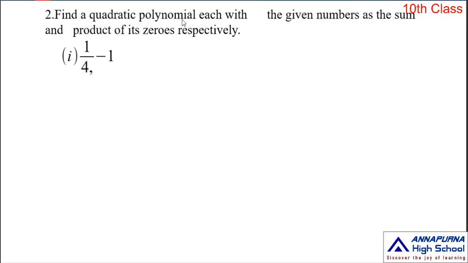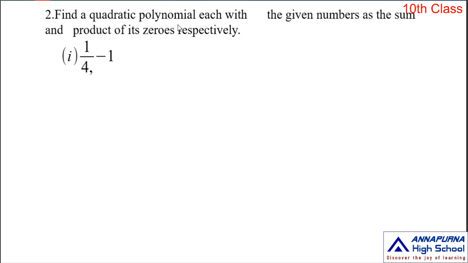Find a quadratic polynomial each with the given numbers as the sum and product of its zeros respectively. That means in the following pairs of numbers, the first and the second numbers represent the sum and product of the zeros of a quadratic polynomial. Then you find that quadratic polynomial.